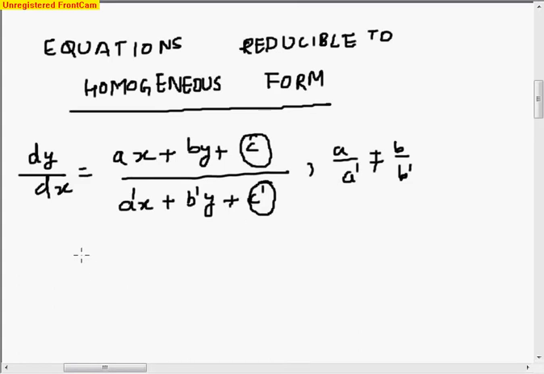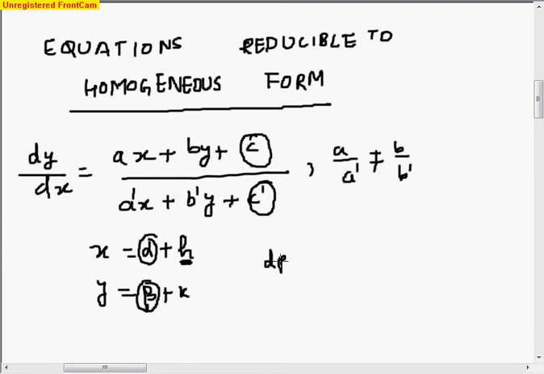What I can do is I'll make this substitution. I'll introduce new variables alpha and beta instead of x and y. I will replace my x with alpha, some new independent variable, plus h. H is a fixed number. I'll find out what is h. And y with beta plus k. Beta is the new dependent variable.